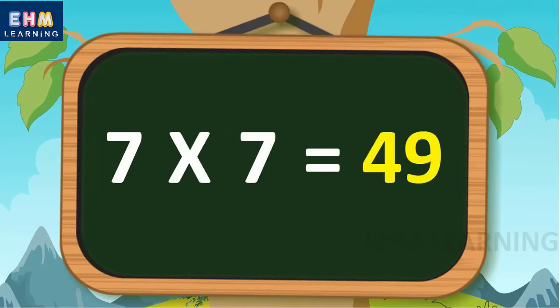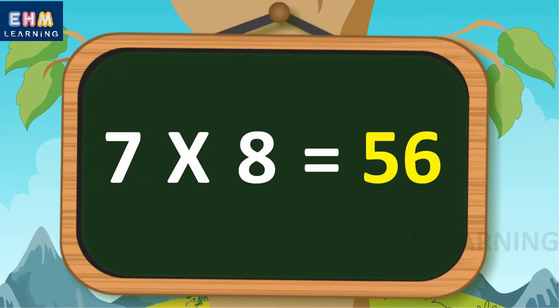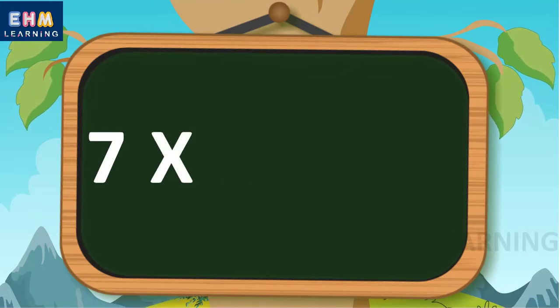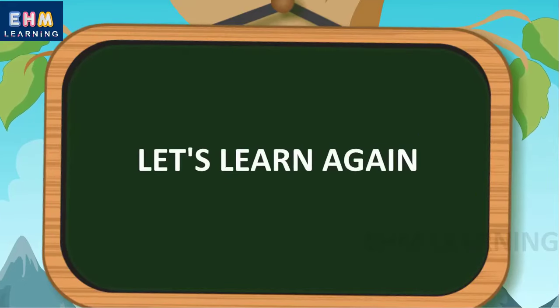7 sevens are 49. 7 eights are 56. 7 nines are 63. 7 tens are 70. Let's learn again.